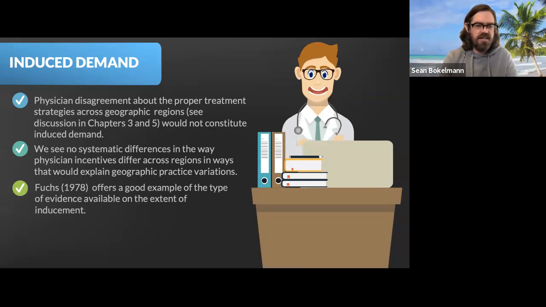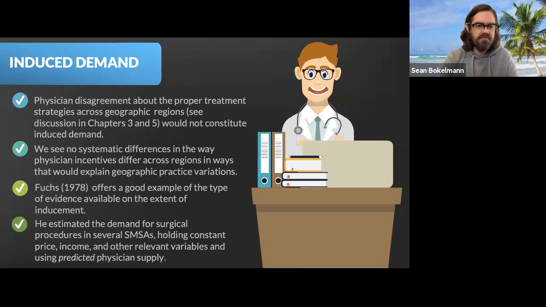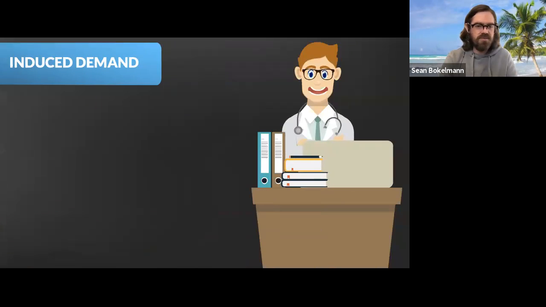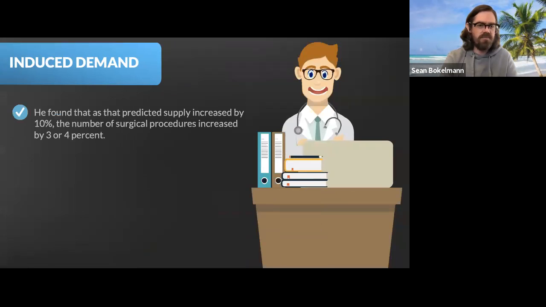And this guy Fuchs offered a good example of the type of evidence available on the extent of inducement. He estimated the demand for surgical procedures in several metropolitan areas, right? So cities that are 1 million people or more. And he did this holding price, income, and other relevant variables constant, as well as using a predicted physician supply. So that's kind of interesting. He basically simulated physician supply in estimating the demand for surgical procedures. You can read more about that if you want. I think it's one of the boxes in the chapter.